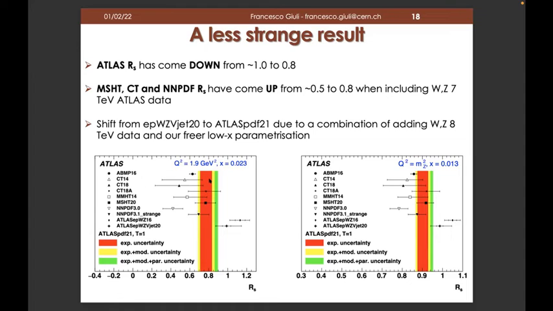And something really nice to notice is that as soon as the various global fitters like MSHT, CT, and NNPDF include the WZ 7 TeV ATLAS data, they move from around 0.5, which is represented by the white marker here, to something very close to what we found here in the ATLAS PDF21 fit. And this is particularly visible at the initial scale and also at the MZ scale, like Q squared equal to MZ squared.